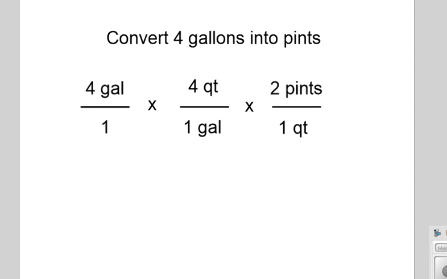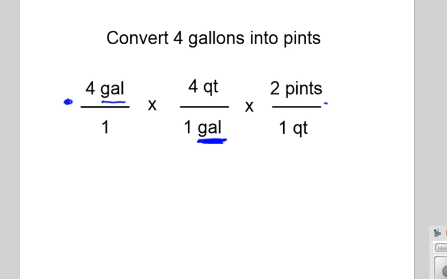So I'm starting with 4 gallons right here. And I want it to be pints in the end, so I've got pints over here because that's what I want to end with. So now I need to understand my conversion rates. If I want to get rid of my gallons here, I need to get rid of gallons.